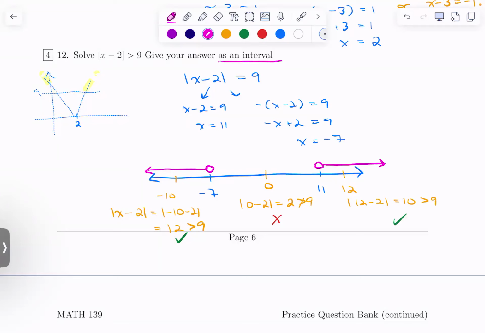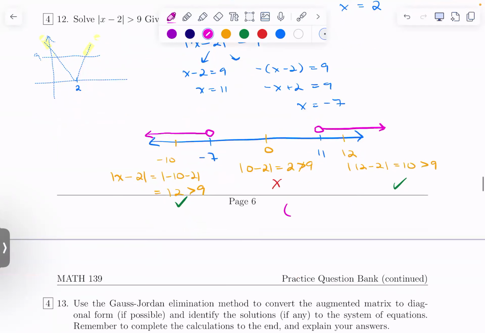As an interval, throwing in some interval notation from way back when, this would look like what? Negative infinity up to negative 7, not including negative 7, and I'm going to be looking for that, right? Because it has to be greater than 9, and at negative 7, it is 9. Union, and then picking up at 11 and running it to infinity. Ta-da! We did it.